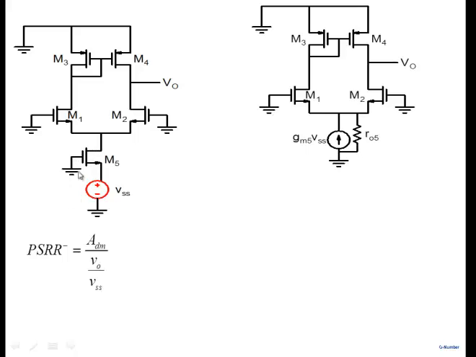This whole thing is replaced by GM5 VSS times R05. So the idea is build Norton's equivalent at this point here first. At this point, the resistance looking is R05. The net Norton's current here is GM5 VSS here.